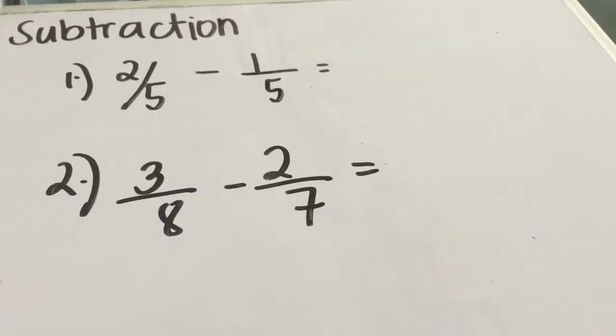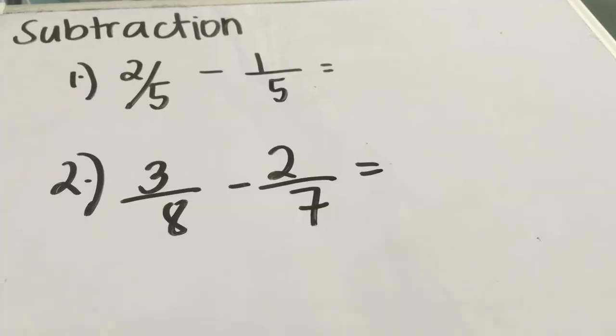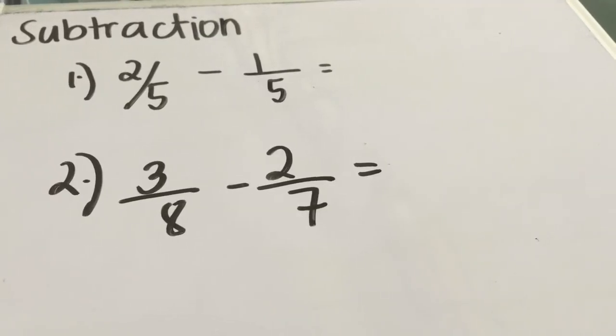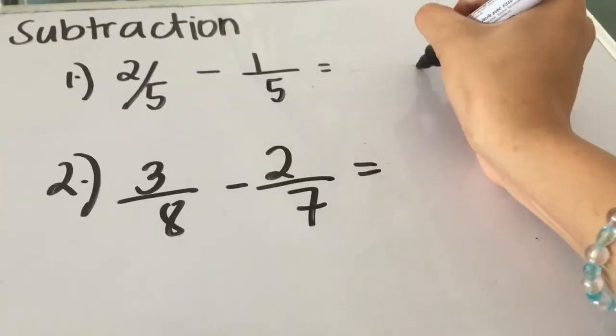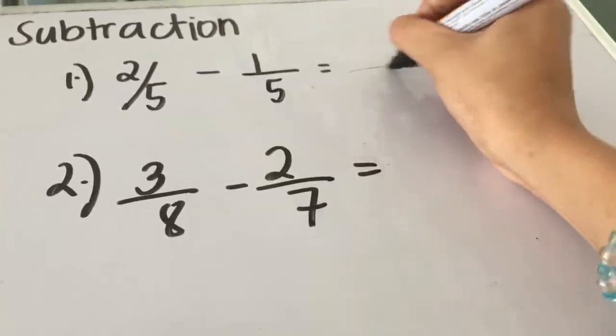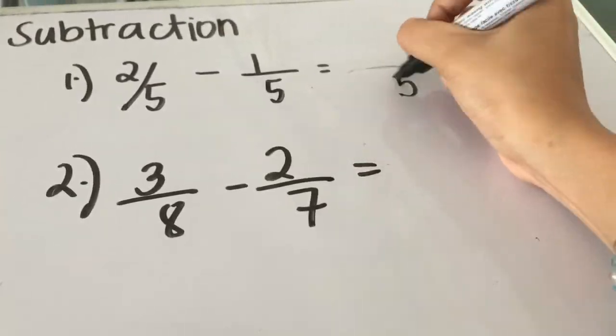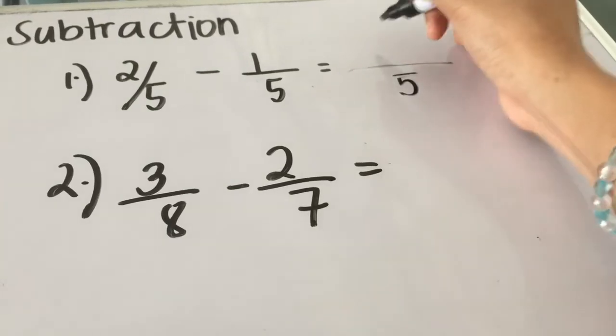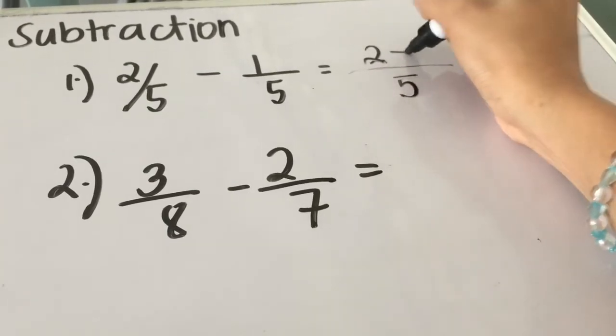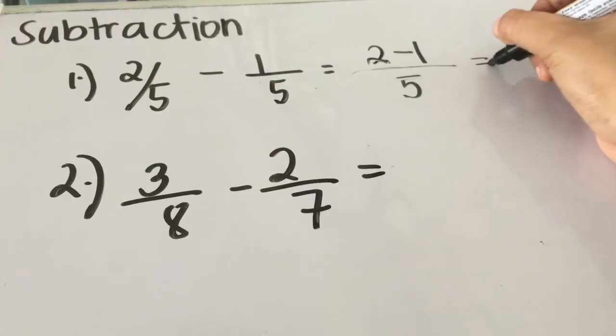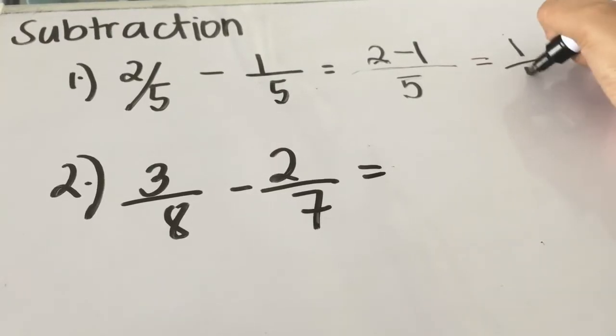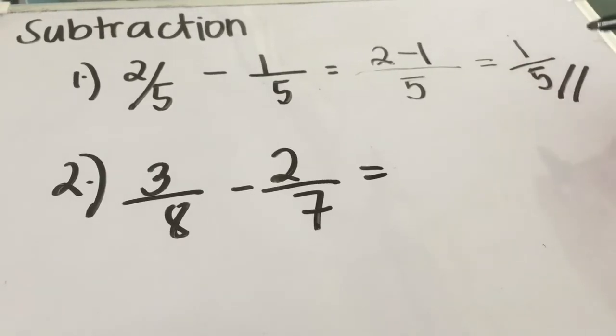So, sa subtraction naman tayo, we have number 1, 2 all over 5 minus 1 all over 5. We have the same denominator, so we will just subtract the numerators. Copy the denominator, then subtract the numerator. We have 2 minus 1, 1 all over 5 as our answer.